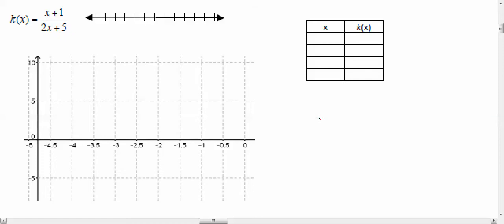Alright, so check it out. We're going to take a look at the horizontal asymptote and the vertical asymptote. The vertical asymptote is pretty easy. All you got to do is take a look at what the denominator is.